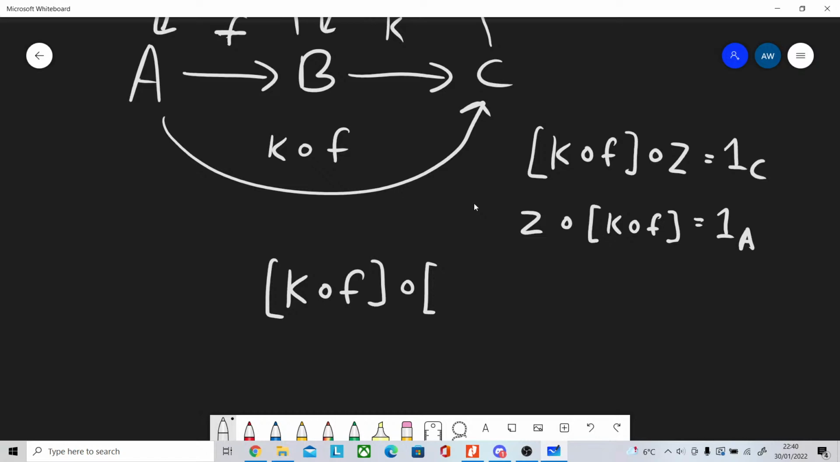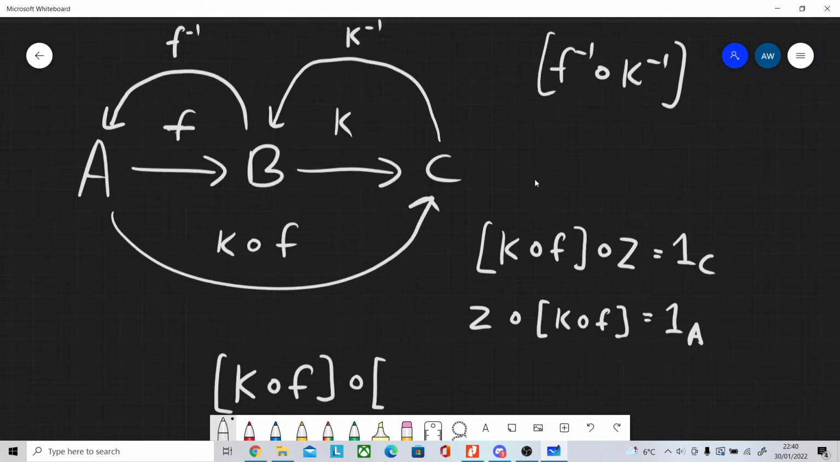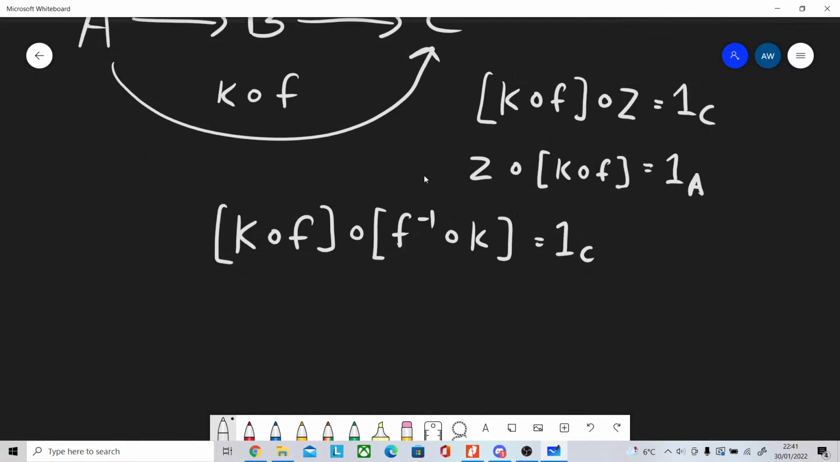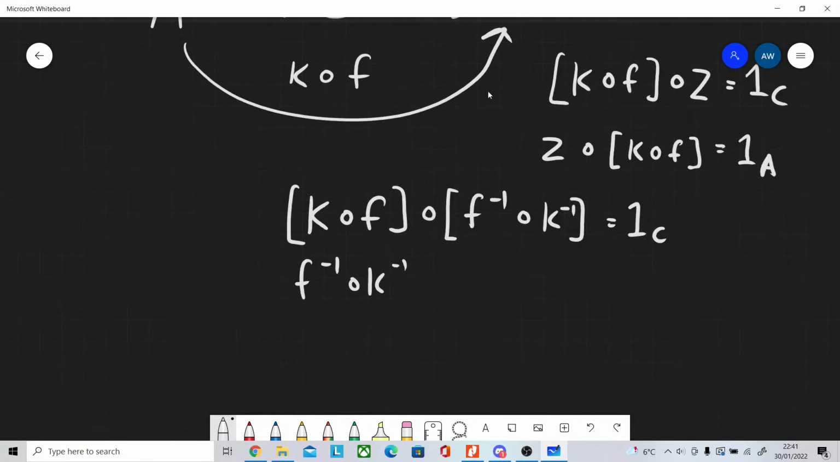Z is, what is it? F inverse K. And we have F inverse K. This is just substituting Z with K inverse. Right? Yeah, K inverse.